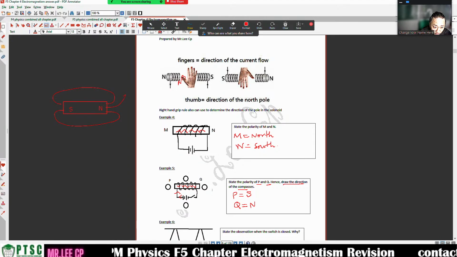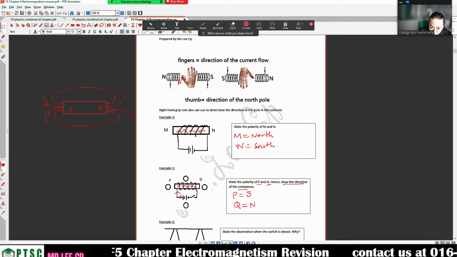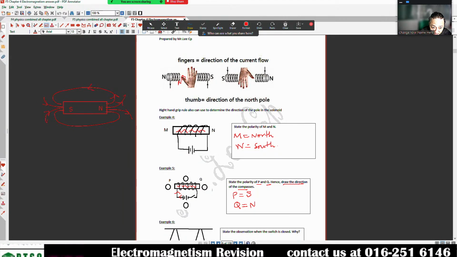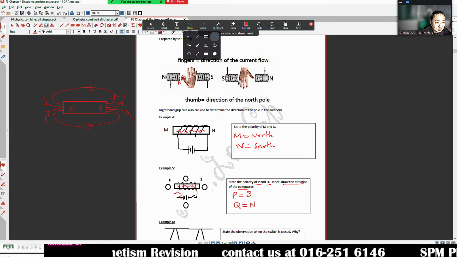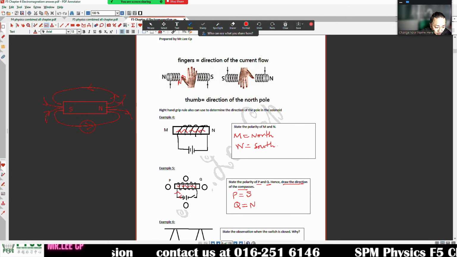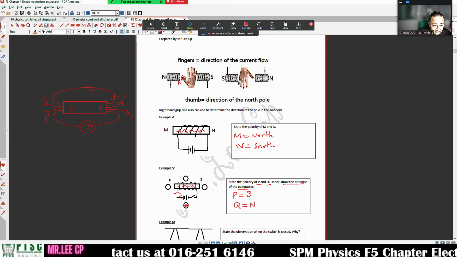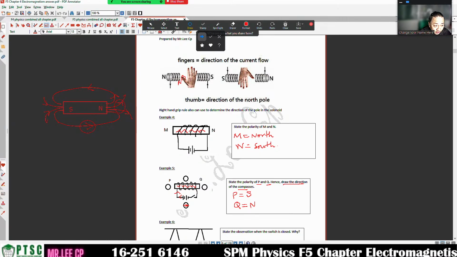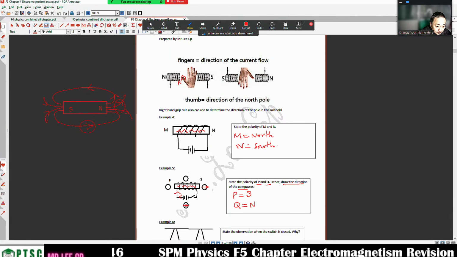North is going out, south is going in. From north to south, right? If you put the compass here, then you will see the compass will point to here. If you put a compass here, it is going to go to the right-hand side. You see it go to the right, right?